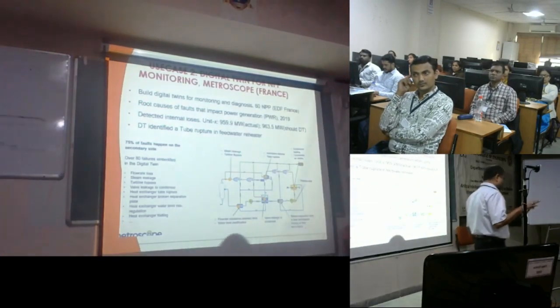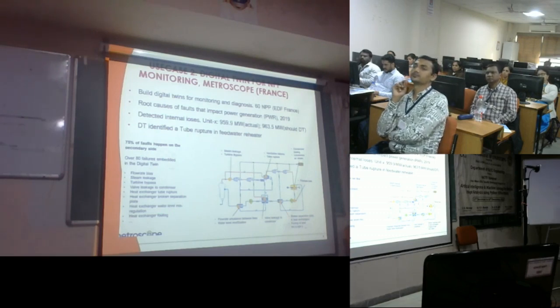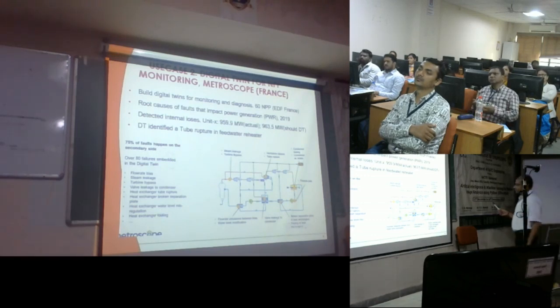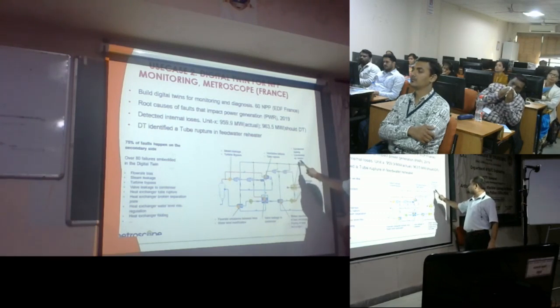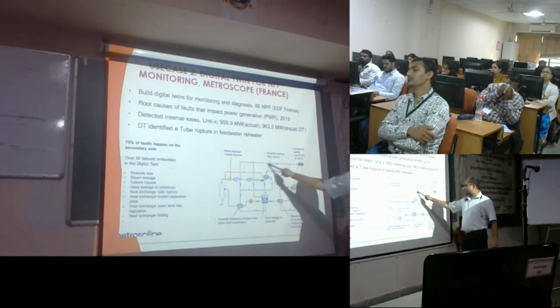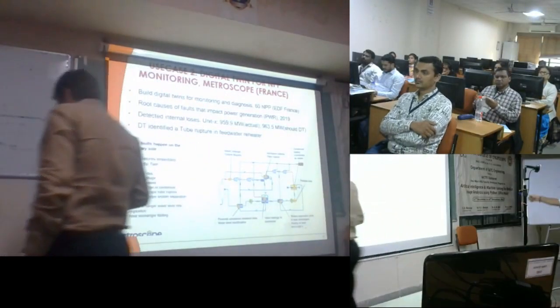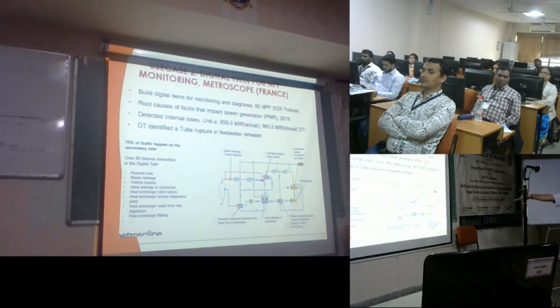So I hope the concept of the digital twin is clear: what is actually a digital twin and why it is used. So one beautiful use case of the digital twin, developed by France, is this. See, this is a secondary side. You can see a steam generator, and this is basically the turbine. Although I have shown only one line, there are a lot of mechanical components in between these, right?